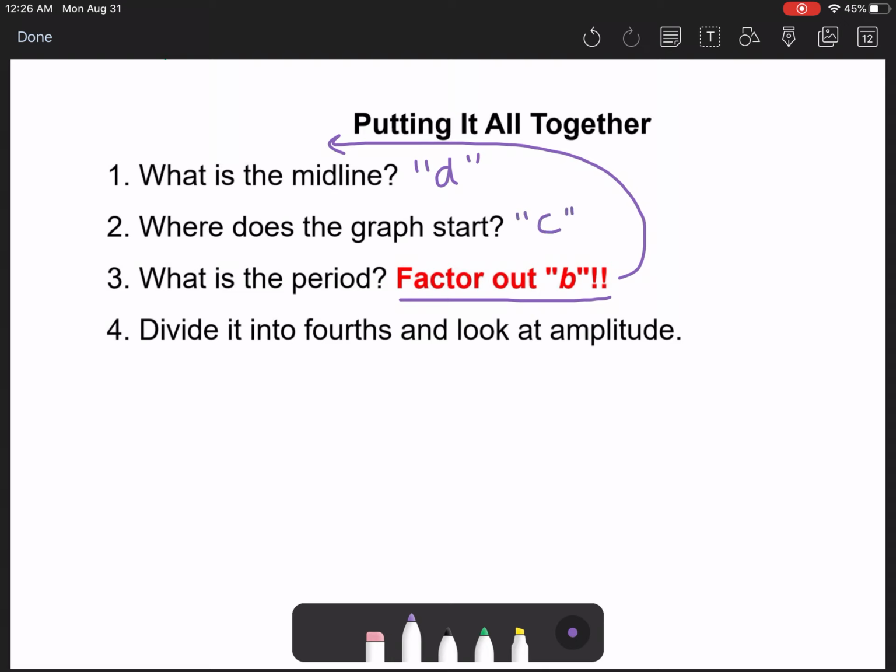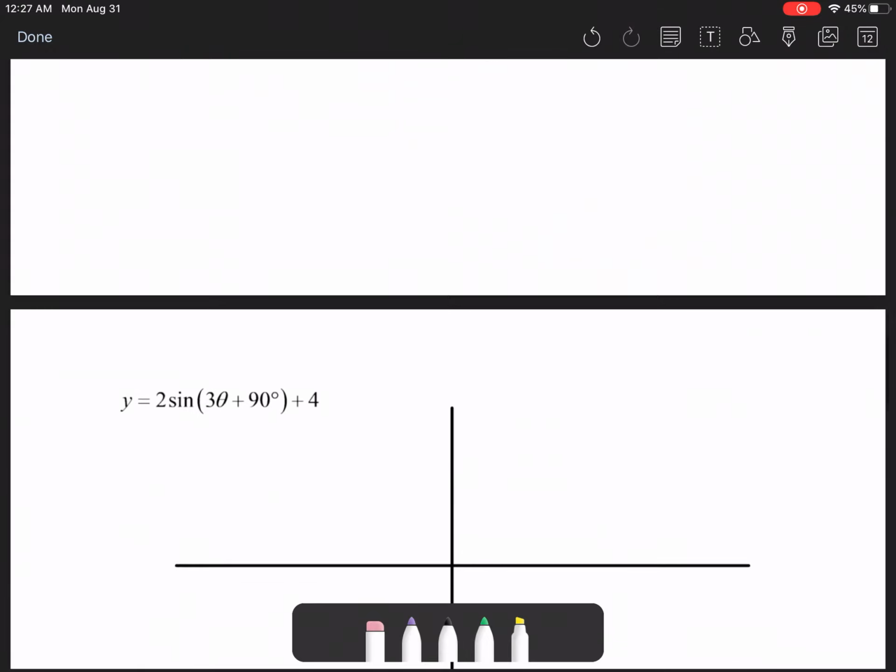Remember, we're going to do the opposite of that. Then we're going to figure out what is the period of our graph. That is what we use B for, okay? We use B for that. And then we're going to divide this into fourths, always fourths, and we look at the amplitude because that tells us how far up and down from the midline we need to go. All right, so let's look at our first example here.